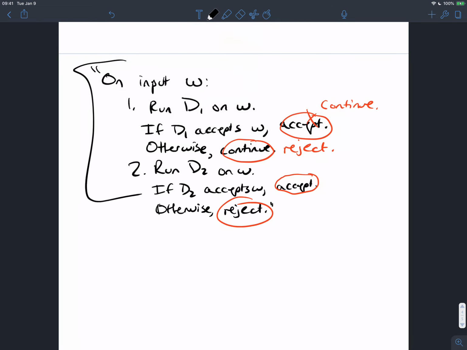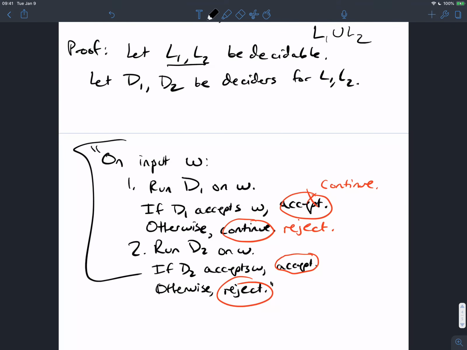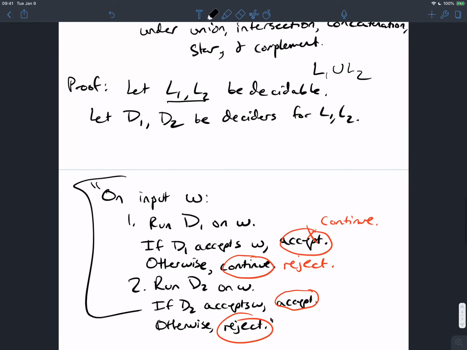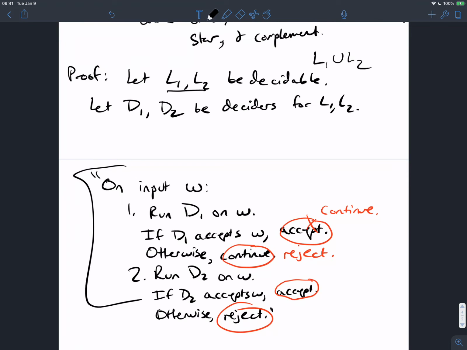Cool. And the runtime is the same because it's the runtime of the first one plus the runtime of the second, which is finite. And so therefore, L1 intersect L2 is also decidable. Okay? Any questions on that?